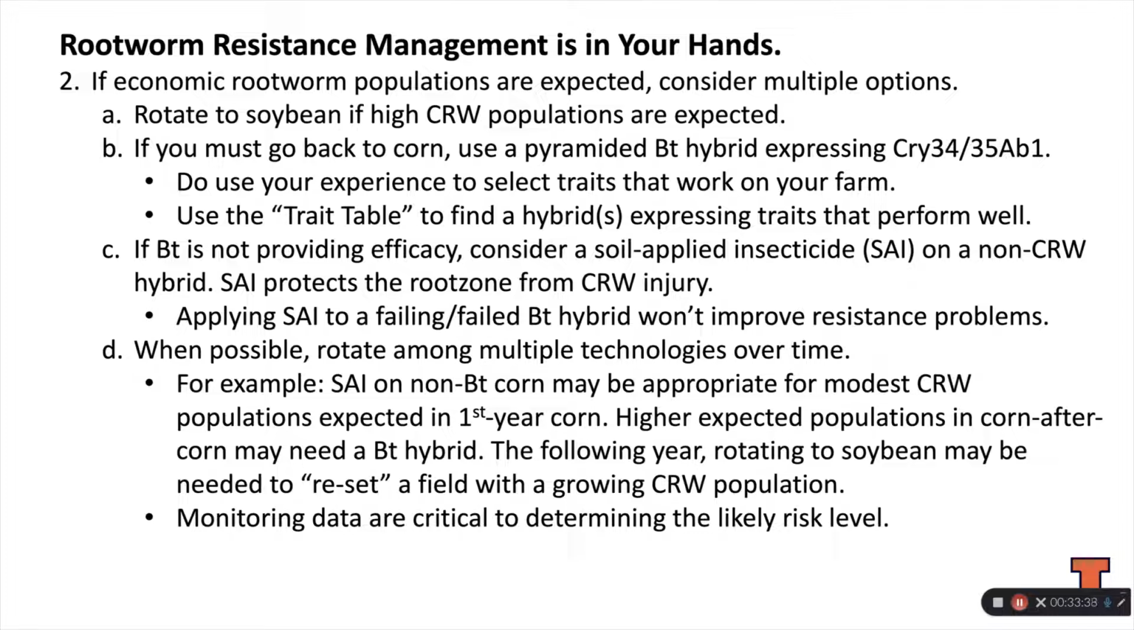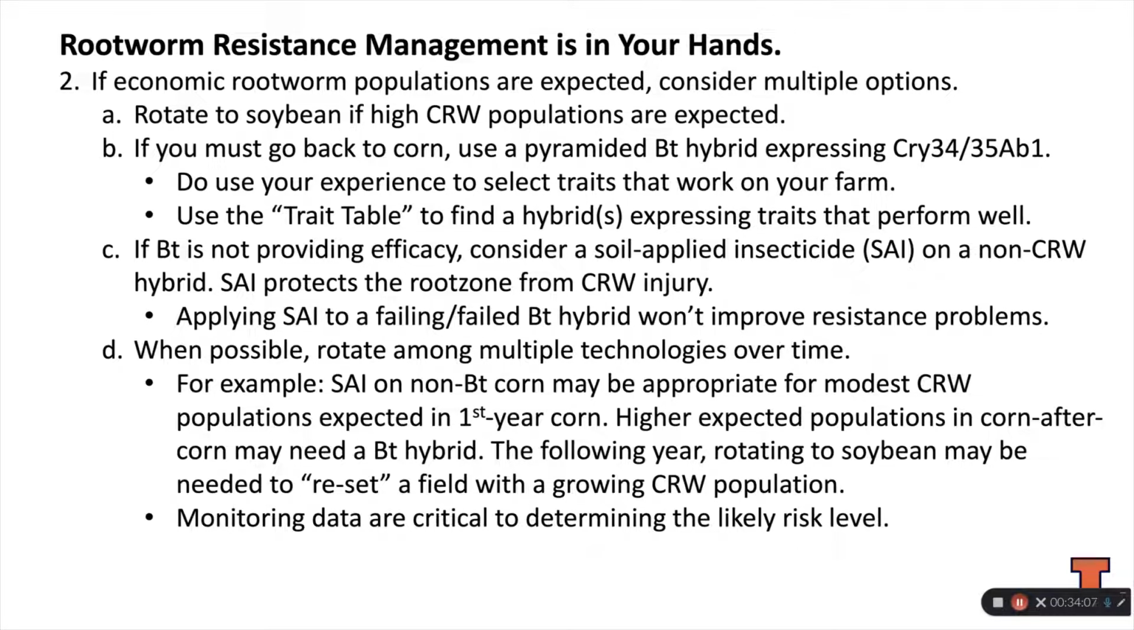If you must go back to corn, use a pyramided hybrid expressing Cry34-35, the trait that still has good efficacy. However, do use your experience to select traits that work in your farm. Bt resistance isn't a blanket phenomenon. There may be some traits that work on your farm. Don't be afraid to use what you know works. Also, refer to the Bt trait table to find hybrids that express traits that have performed well.